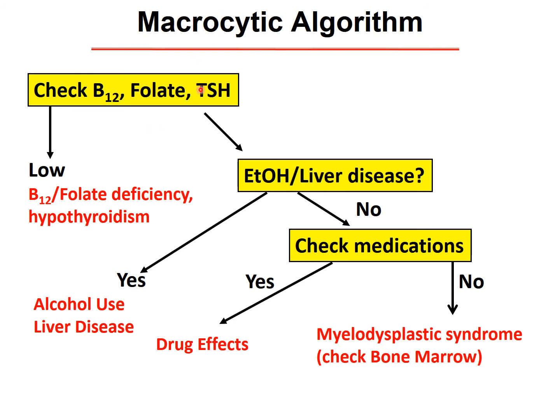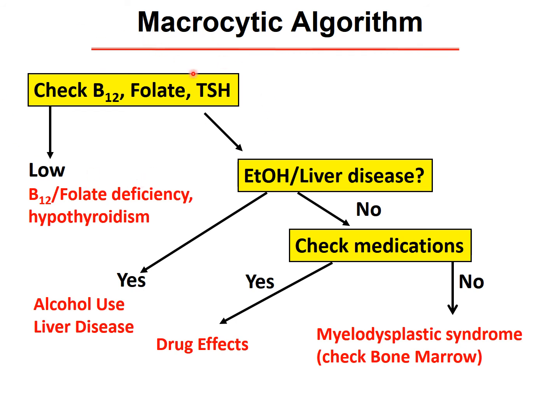And you should check the TSH, because the most common thyroid disease is primary hypothyroidism, and it influences the basal metabolic rate, so a macrocytic anemia can develop. If you find it, you can treat the underlying problem.